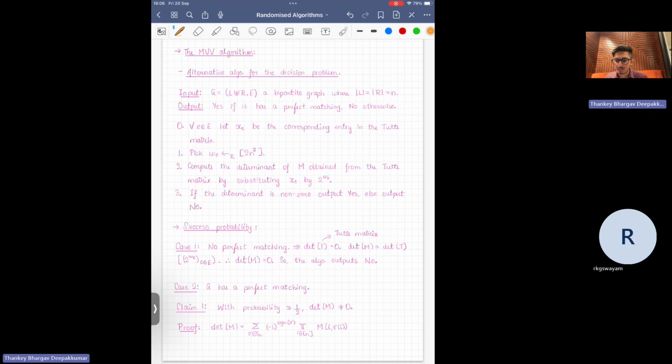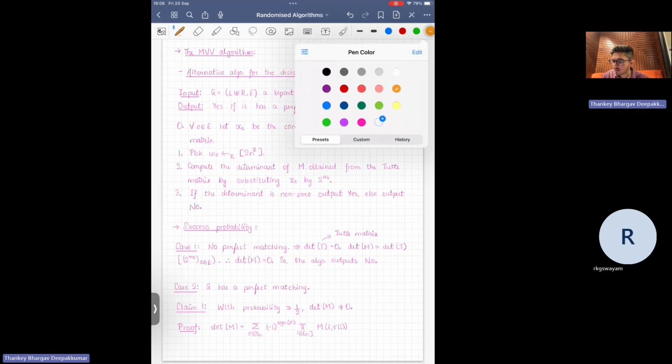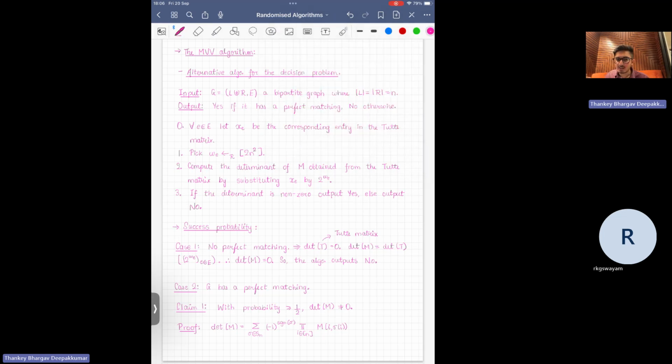The reason we did this was because in the analysis of the success probability of that algorithm, there was some nice property about the value of the determinant, which we would use today to actually give an algorithm that finds the perfect matching. Let me just quickly recall what we were doing.